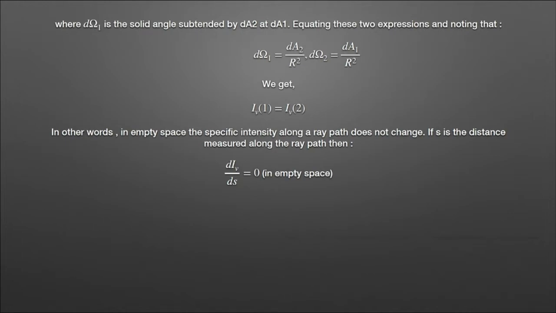So in other words, in empty space, the specific intensity along a ray path does not change. If s is the distance measured along the ray path, then dIν/ds is equal to 0, because it won't change with the distance. Now the strange thing about this result is that we know intensity falls off as we move further and further away from a source of radiation. So how could the specific intensity here be constant as we are moving?